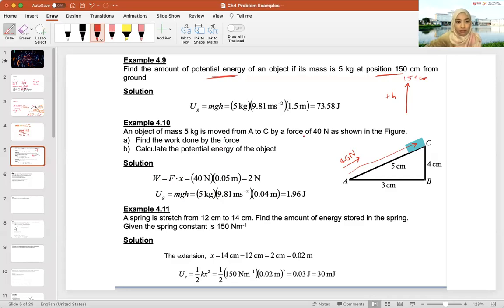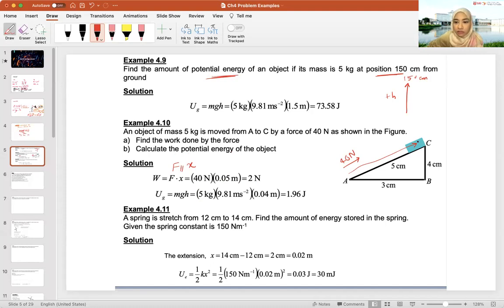If our force is not parallel, you need to resolve it to become parallel. Paling penting kat sini force needs to be parallel to x. If it is not parallel, resolve it. Force is a vector. You can manipulate it. So that 40 times 0.05, use SI unit, you get 2 Newton. Calculate the potential energy of the object.